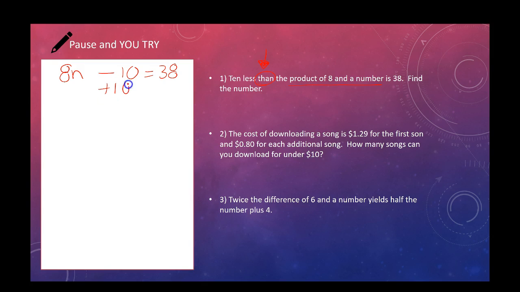So let's add the 10. I get 8n equals 48. Divide by the 8, and I get n equals 6. So you should have got 6 as your answer. Make sure you check your mistakes and highlight them so we don't make them again.